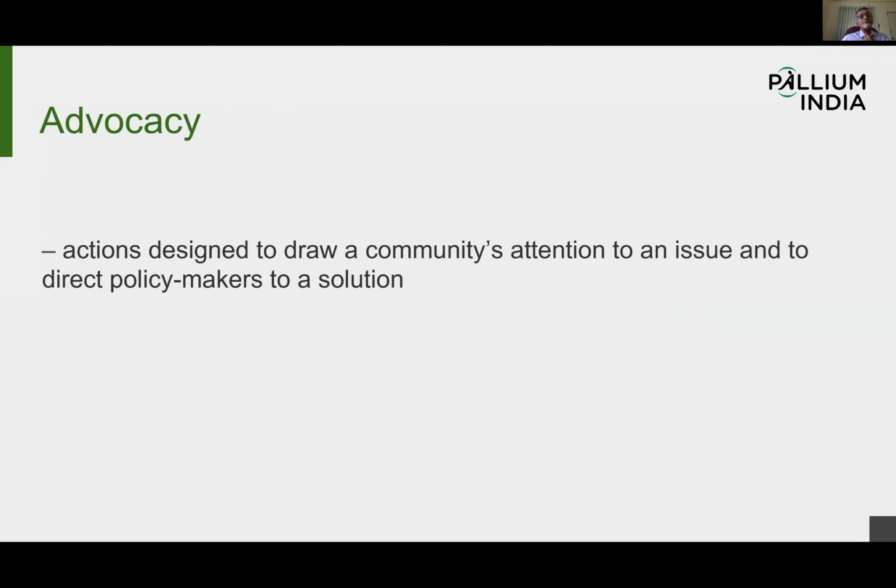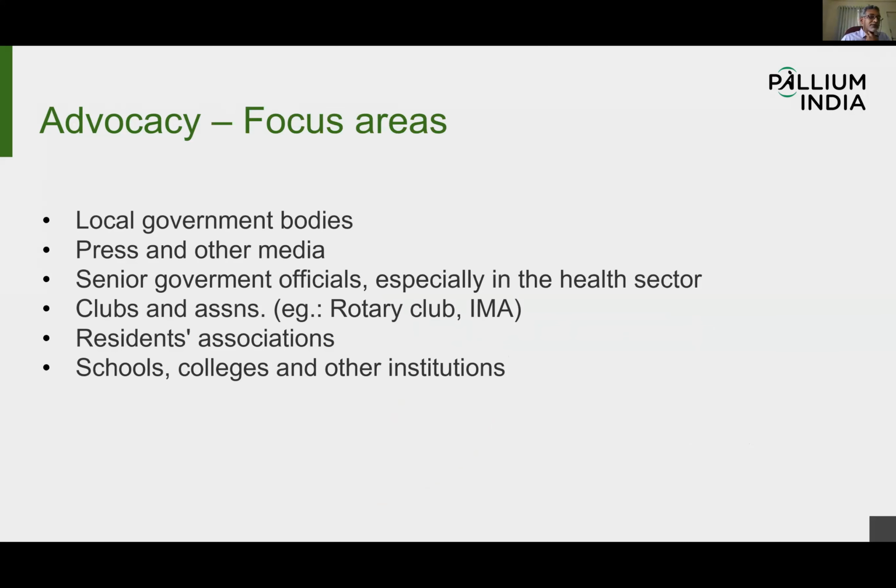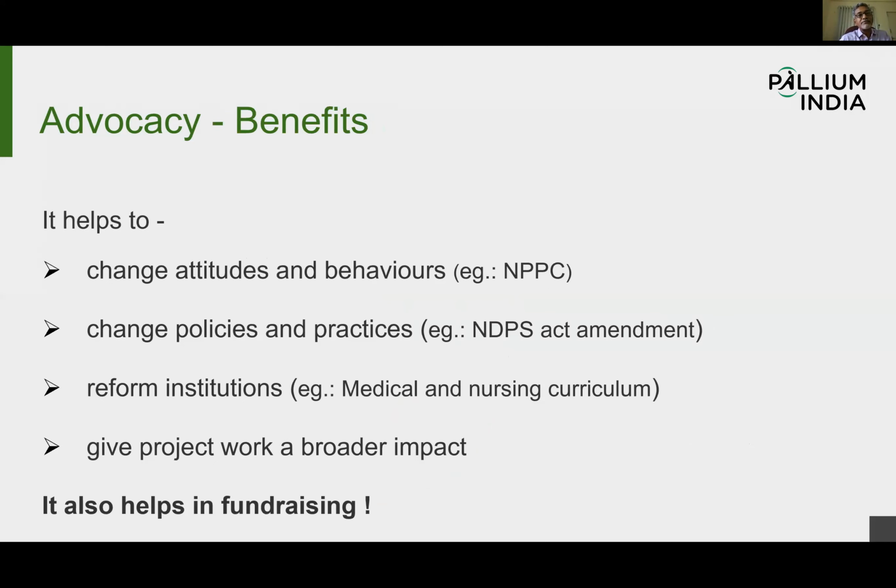So advocacy and fundraising, two areas. I'm not going to go deeper into it, just points that we have mentioned here. The benefits of advocacy, it's very clear. We all know what it can do. If we need to see major change, we need the public to be aware.